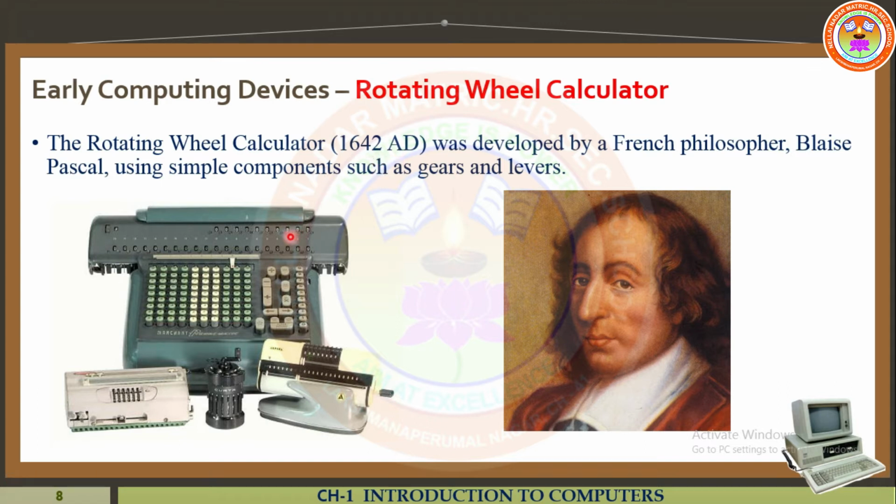What purpose was this machine especially used for? It uses simple components such as gears and levers. You have to use some gears and levers, and they can perform the calculating process. This is the structure of the rotating wheel calculator.